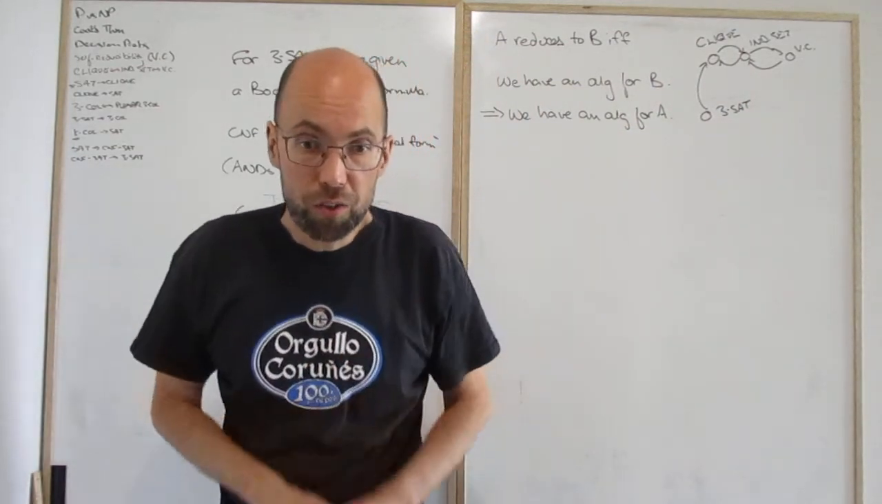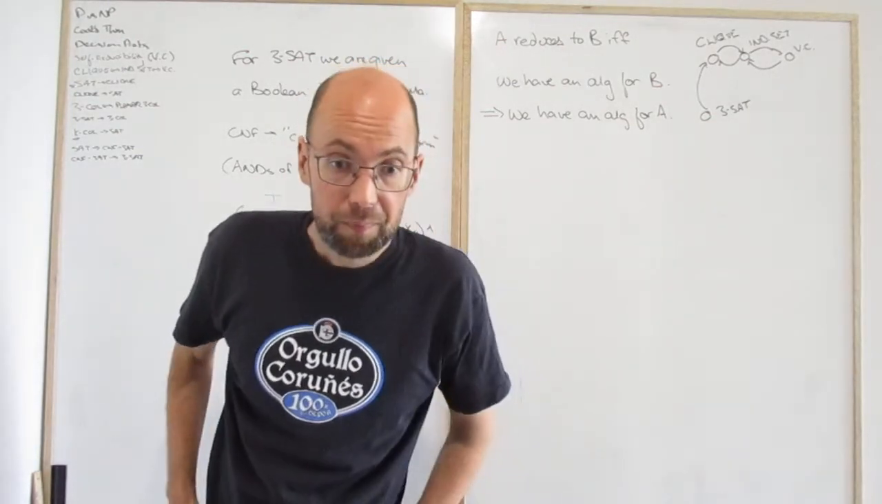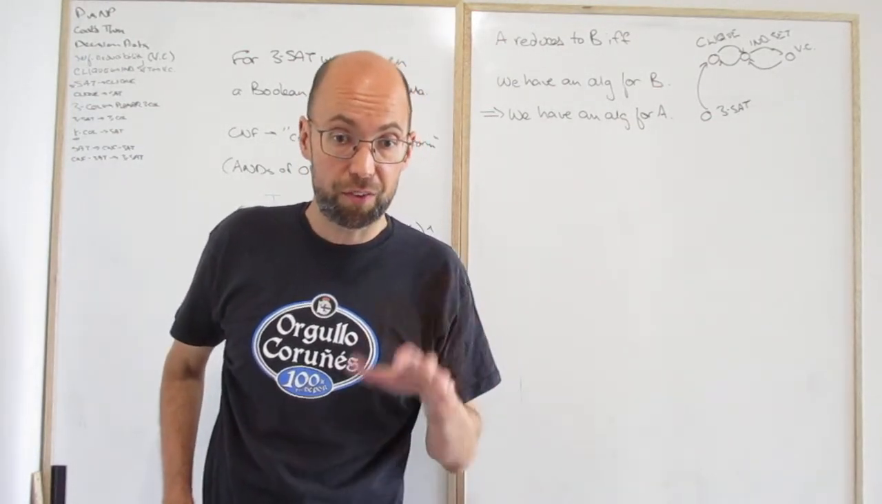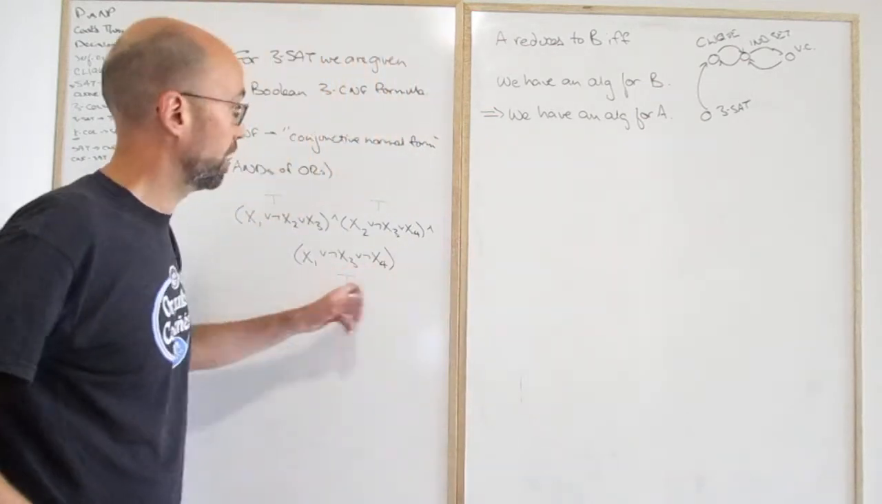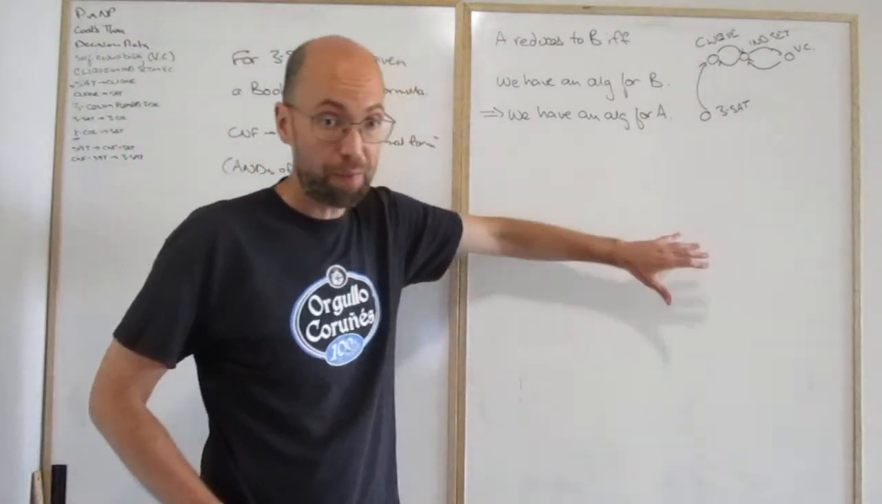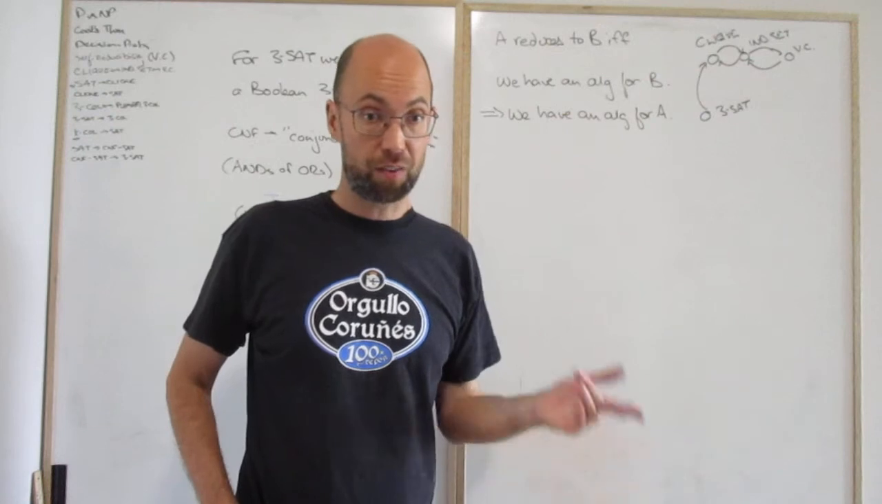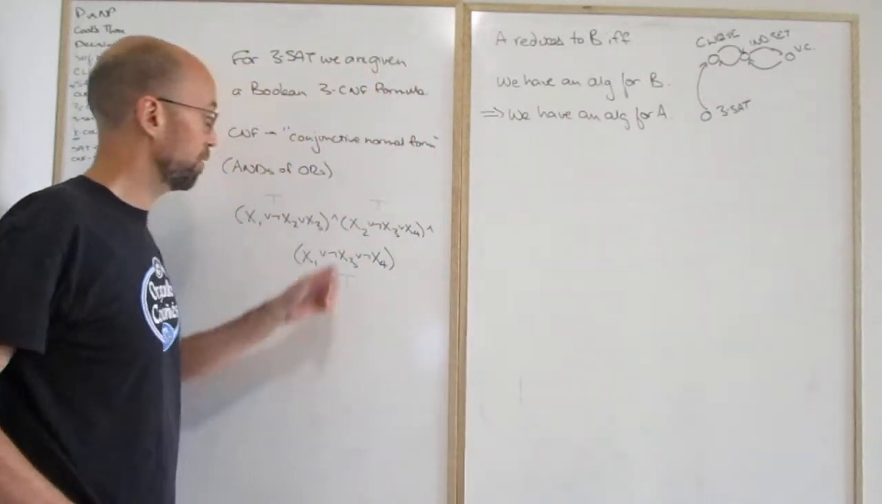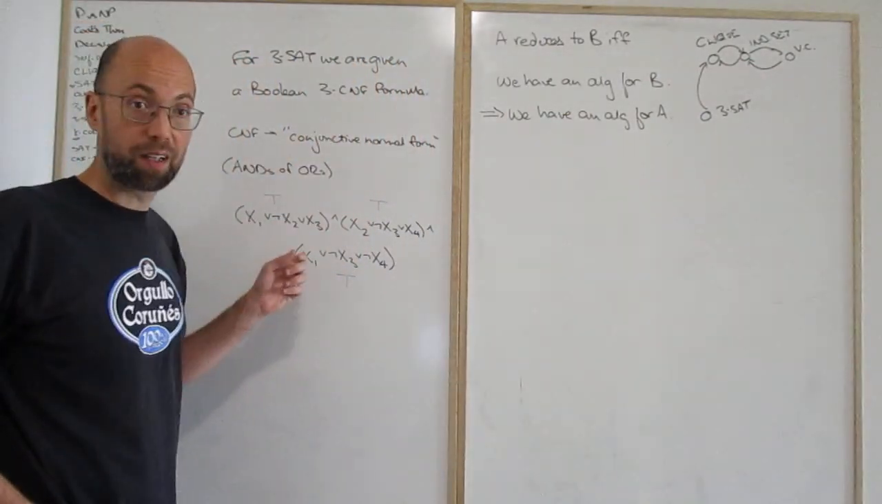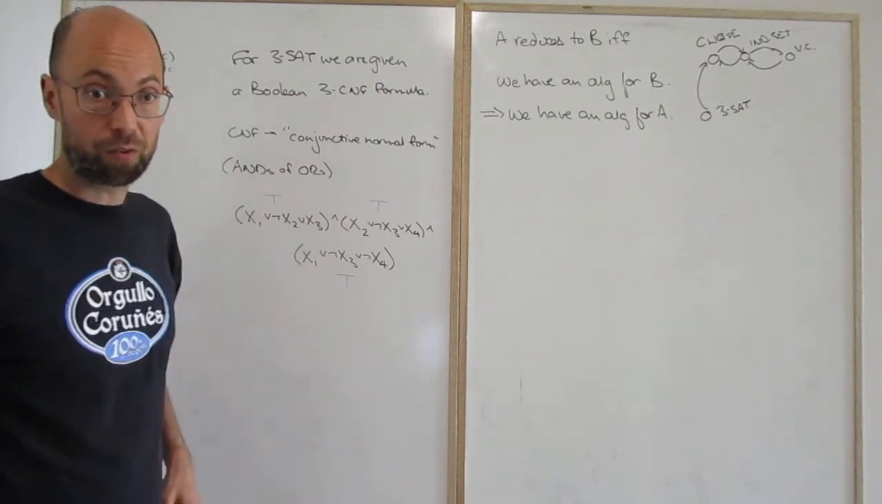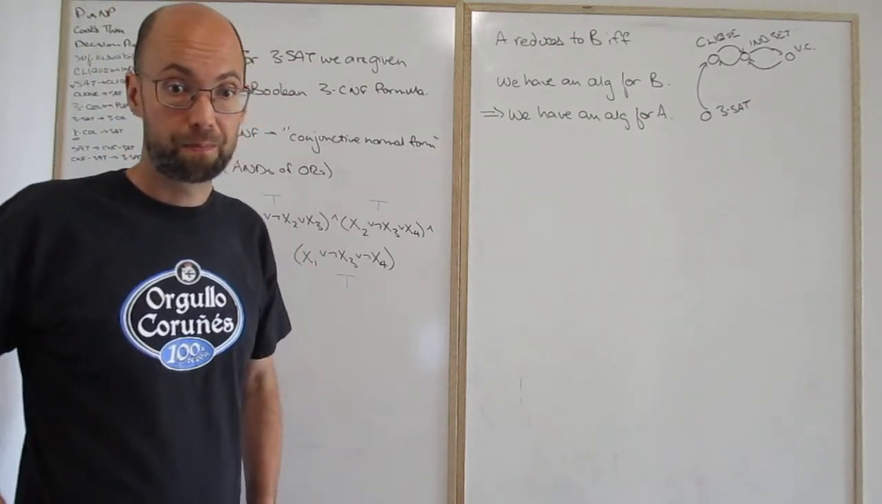Okay? Could you say that again? G has an independent set of size 3 if that particular graph had an independent set of size 3, if and only if this particular 3-SAT formula has a satisfying truth assignment. Okay.